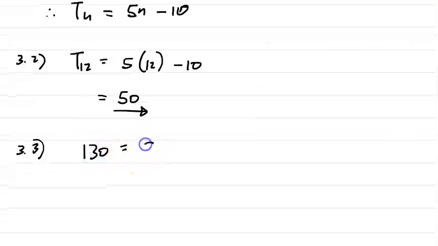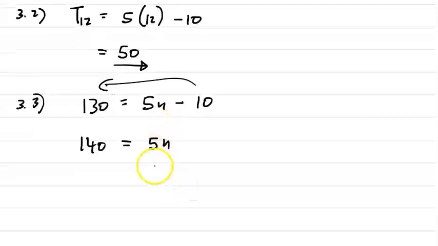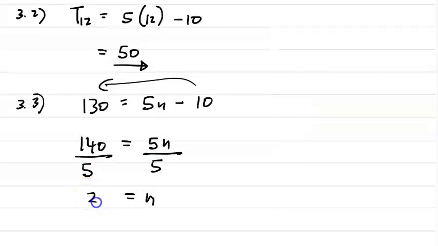equals 5n minus 10. That's 140. All I'm doing is I'm taking this minus 10 to the side. It becomes plus 10. 130 plus 10 is 140. And 5n. So I'm now just going to divide both sides by the coefficient of n, which is 5. So 5 and 5 cancel. So it will be n. And then I got 140 over 5. And 140 divided by 5 will give me 28.